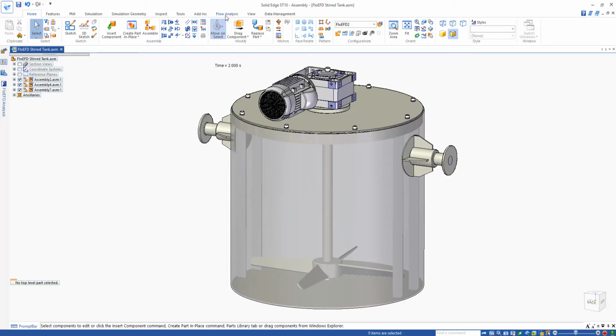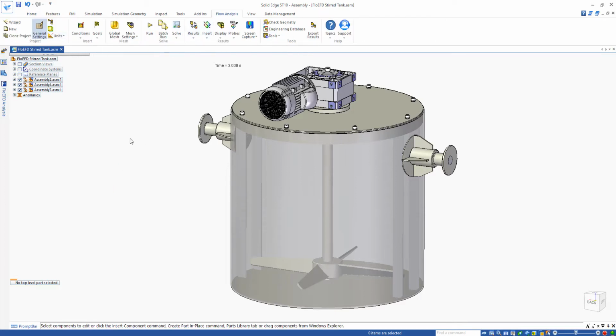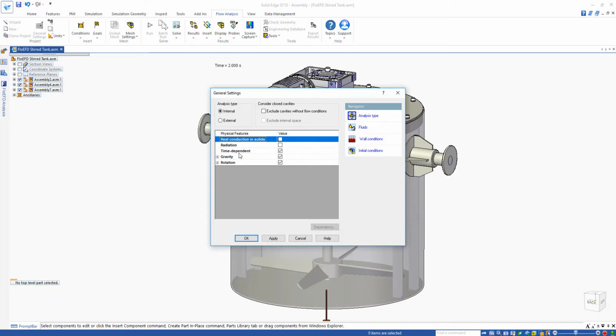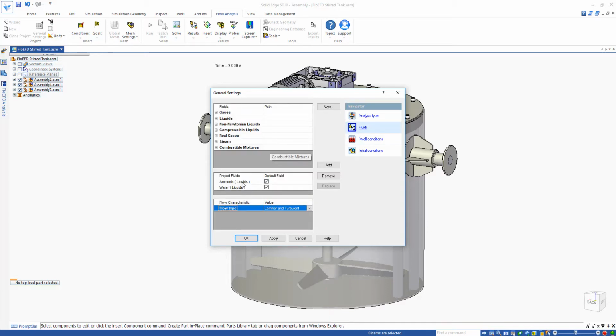So first of all, let's go over to our flow analysis tab and have a look at some of the general settings. We can see straight away this is going to be a time-dependent or transient analysis, so we're going to be simulating over 2 seconds of transient. We've got gravitational effects turned on. We also have rotation with the sliding mesh turned on, so we're going to be using the moving mesh capability of FloEFD. If we look at the fluids, we can see that we're mixing water and ammonia together.